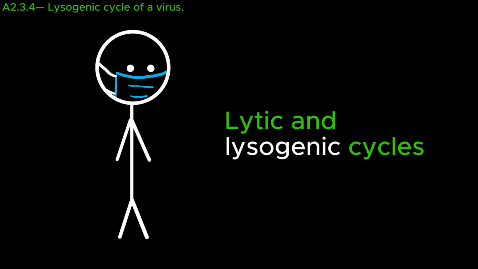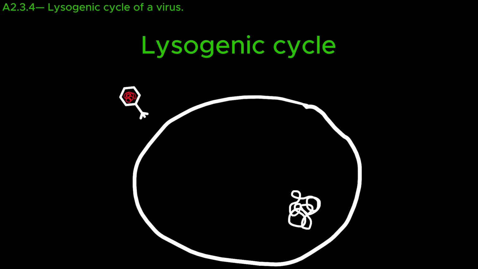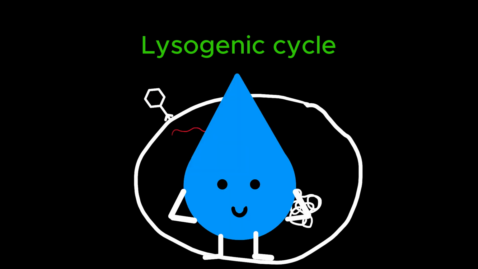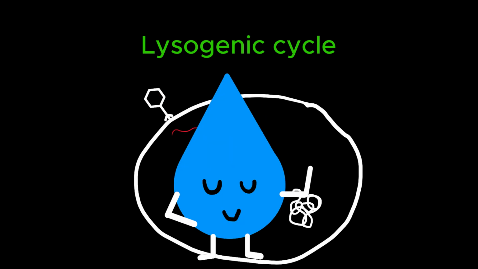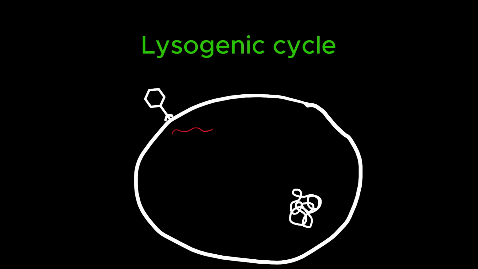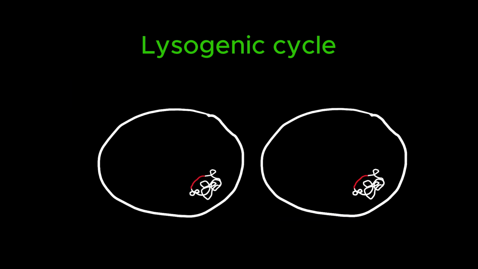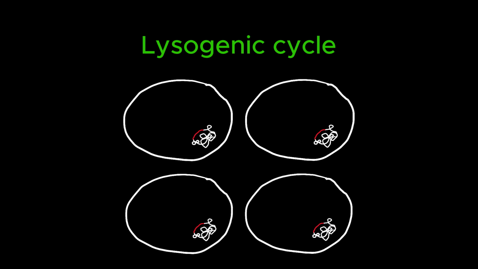What about the other one? In the lysogenic cycle, the virus also first attaches and inserts its DNA. However, this is not immediately used to make viruses. First, this strand of DNA is inserted into the host cell's genome. This doesn't do anything just yet. The cell would just replicate its genome and divide as if the strand of DNA was part of its genome.